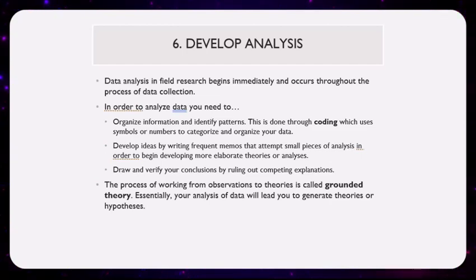We then develop these ideas by writing frequent memos that attempt small pieces of analysis in order to begin developing more elaborate theories. And then we want to draw and verify our conclusions by going out and getting more observations so that we can rule out competing explanations, improving our internal validity here. The process of working from observations to theories is called grounded theory, and it is an inductive type of research. Again, when we move from observations to patterns to theory, that's inductive. Essentially, your analysis of data will lead you to generate new theories or hypotheses.